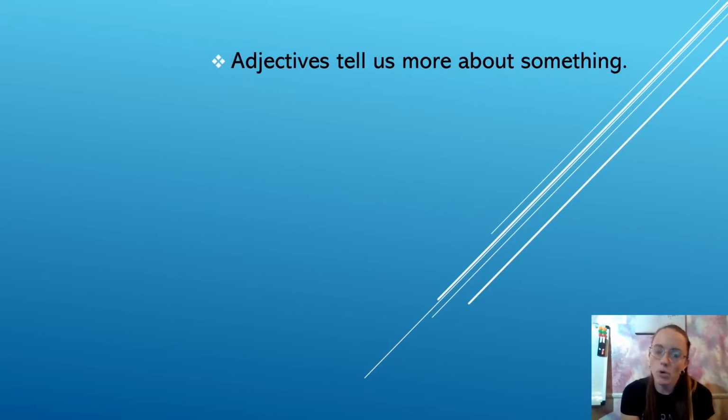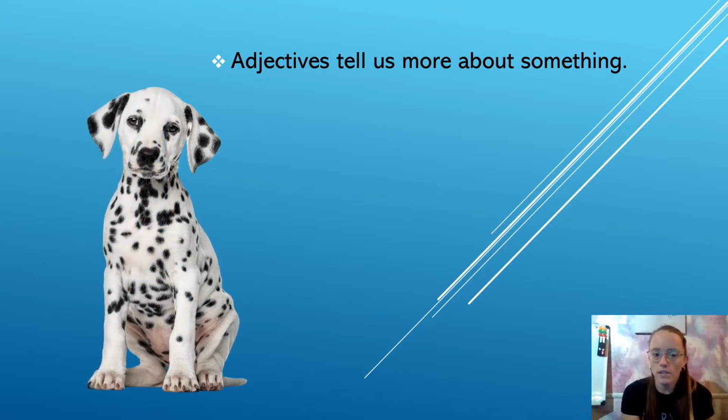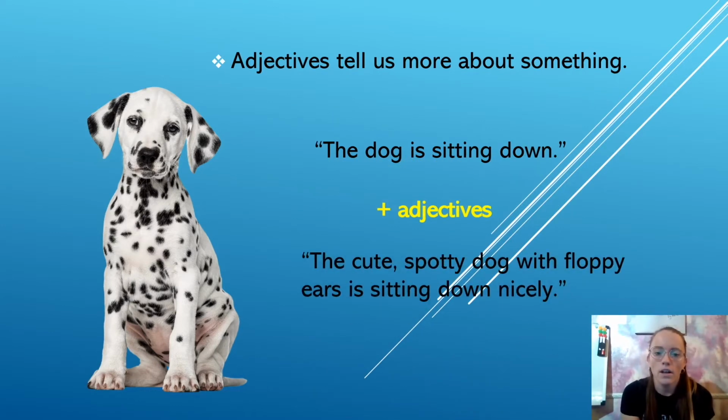Adjectives tell us more about something. So here is an image of a dog. The dog is sitting down. That sentence is true. The dog is sitting down. But it doesn't really tell us much about that picture. So let's add some adjectives. The cute spotty dog with floppy ears is sitting down nicely. That tells us so much more about that picture of the dog.